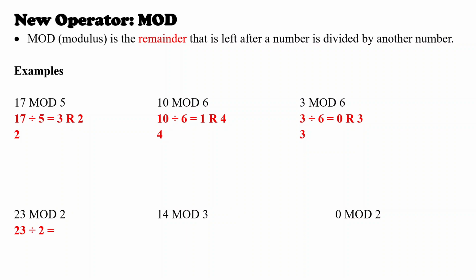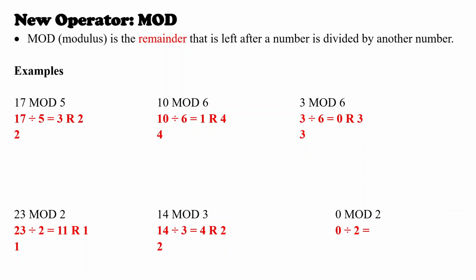23 mod 2. 2 goes into 23 11 times with a remainder of 1. So the answer would be 1. 14 mod 3. You take 14 divided by 3. 3 goes into 14 4 times, right? So 3, 6, 9, 12. So it goes in 12. And then 14 minus 12 is going to be 2, with a remainder of 2.